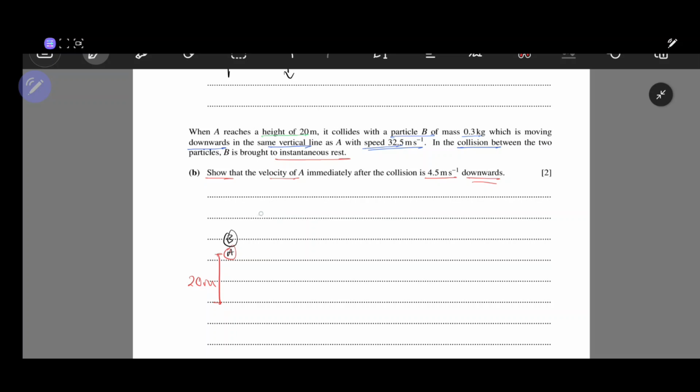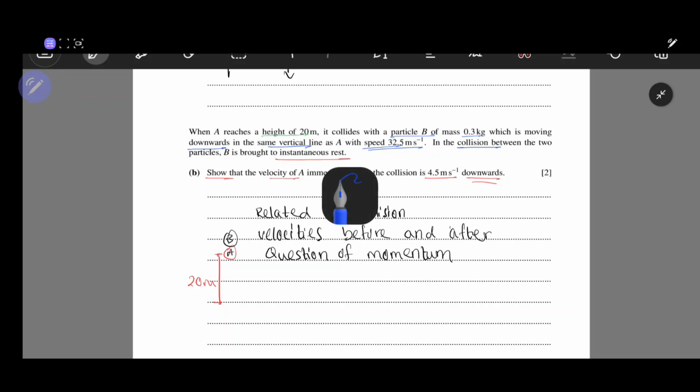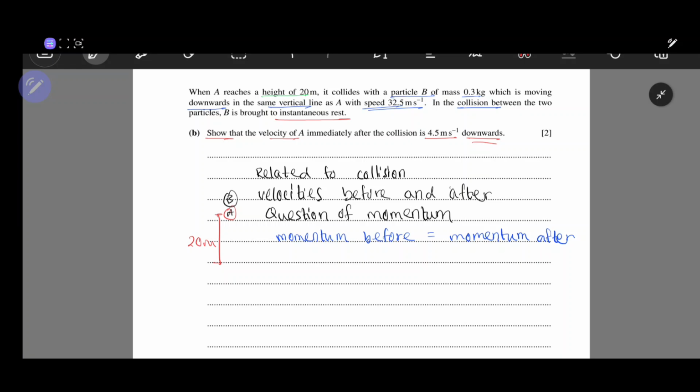Whenever we see questions related to collision, and there are velocities before and after collision, we need to understand that this is a question of momentum. So we have figured out that we are going to use momentum to solve this question. We know that momentum is conserved throughout. So momentum before equals momentum after. If we form an equation for momentum of the collision, we'll be able to solve this question.